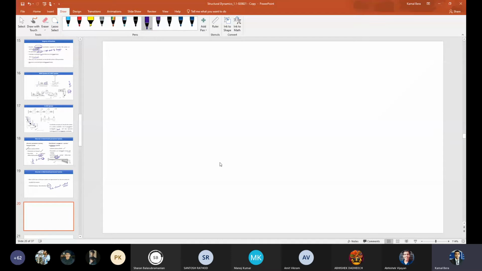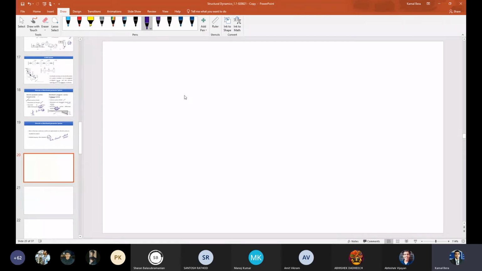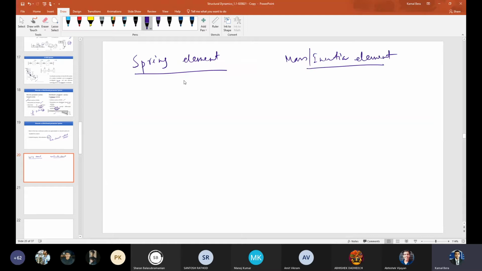Now we will discuss in a little more detail the elements in the discrete parameter system. The elements we talked about are the spring element, the mass or inertia element, and the damping element. What are those and how do they represent the forces? I will cover that later.